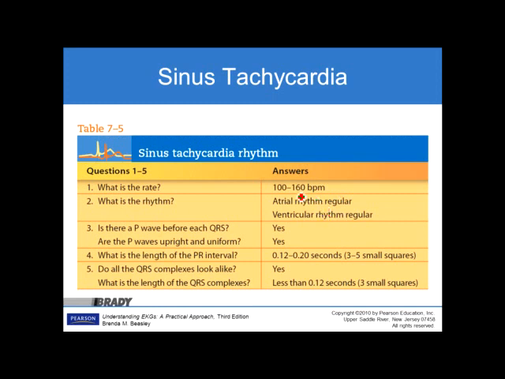The only thing that's different is that all of our intervals are normal in this: less than 0.20, and less than 0.12 for the ventricular area. It's regular. There is a P wave and it's PURU. This right here is the thing that is different: you have a heart rate greater than 100 beats per minute that is sinus originated.